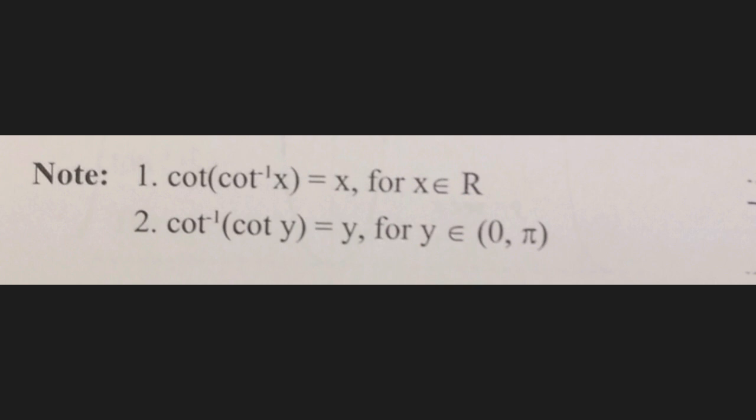Now note the important results about the cotangent function and inverse cotangent function. The first result is cotangent of cot inverse of x is equal to x for x belonging to the set of all real numbers. The second result is cot inverse of cot of y is equal to y for all y belonging to open interval 0 to pi, which is the principal branch of the inverse cotangent function.